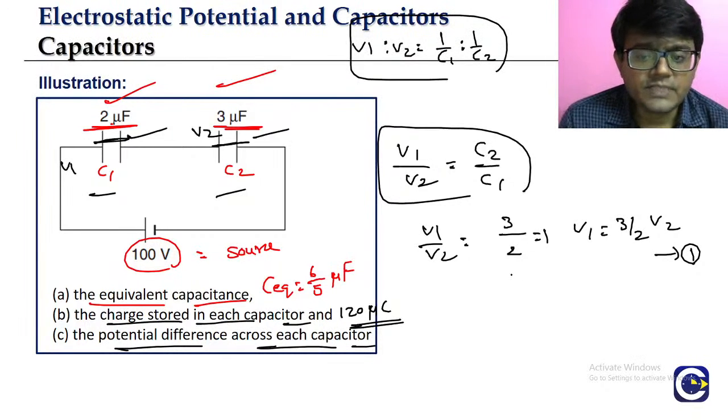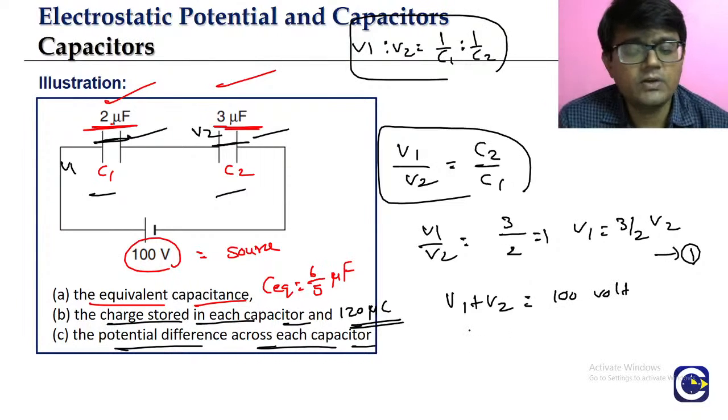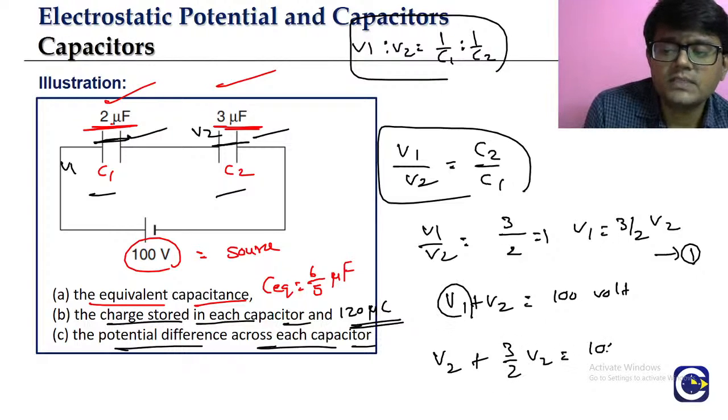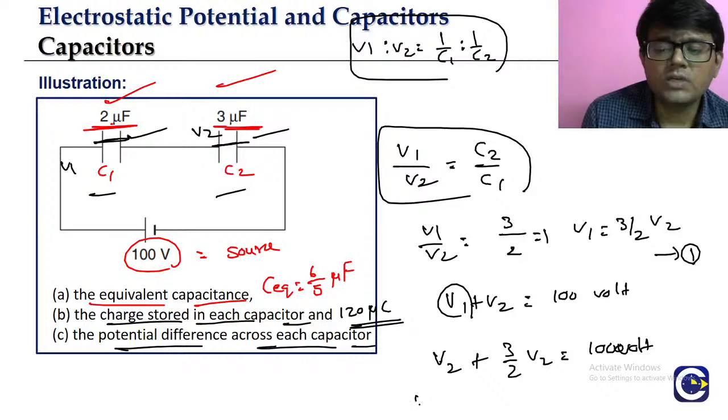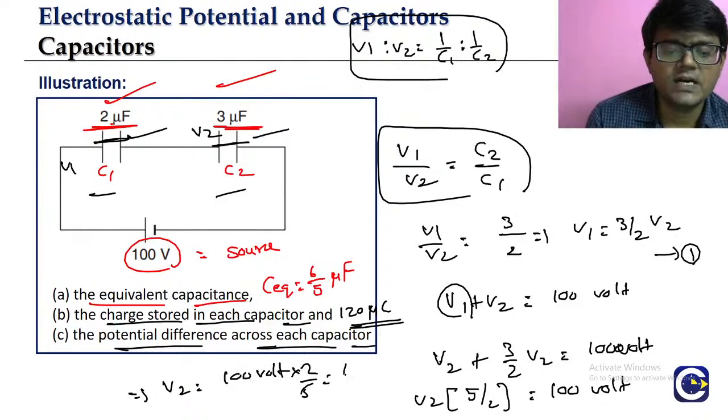Okay, then V1 plus V2 is equal to what? 100 volt, right? V1 plus V2 is how much? 100 volt. Now look, in place of V1 plus V2, what can we write? 3 by 2 V2 plus V2 is equal to 100. Taking V2 common, 1 plus 3 by 2 is 5 by 2, which is equal to 100 volt. So V2 value will come. What is V2? 100 volt into 2 by 5, that is 40 volt.